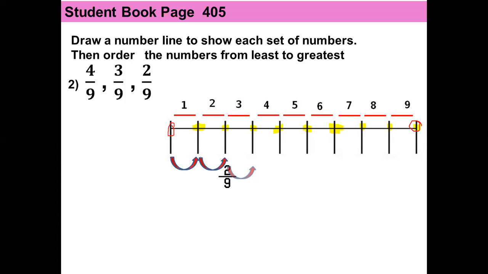Now, where's 3 over 9? It will become here. I will count 1, 2, 3 parts. It will become 3 over 9. And 4 over 9, I will count 4 parts. This is 1, 2, 3, 4 over 9. So guys, this is representing fraction 2 over 9, 3 over 9, and 4 over 9 at the number line.